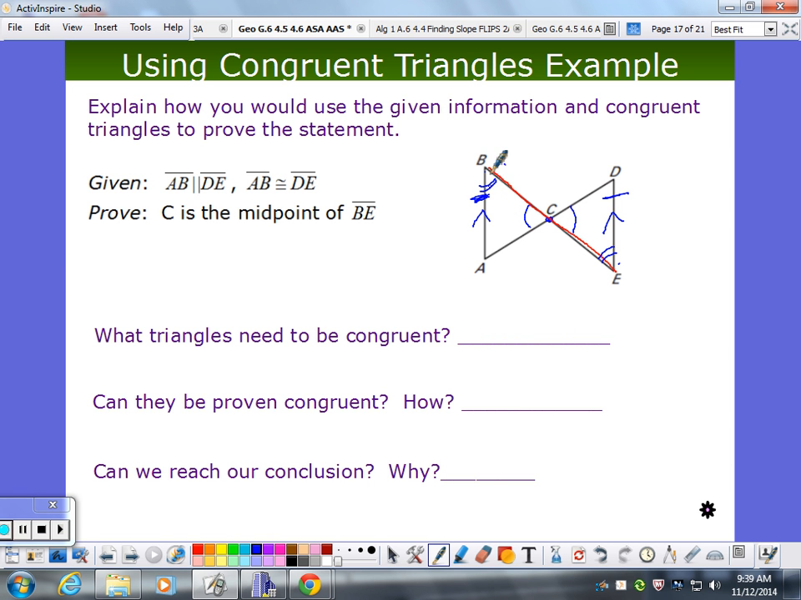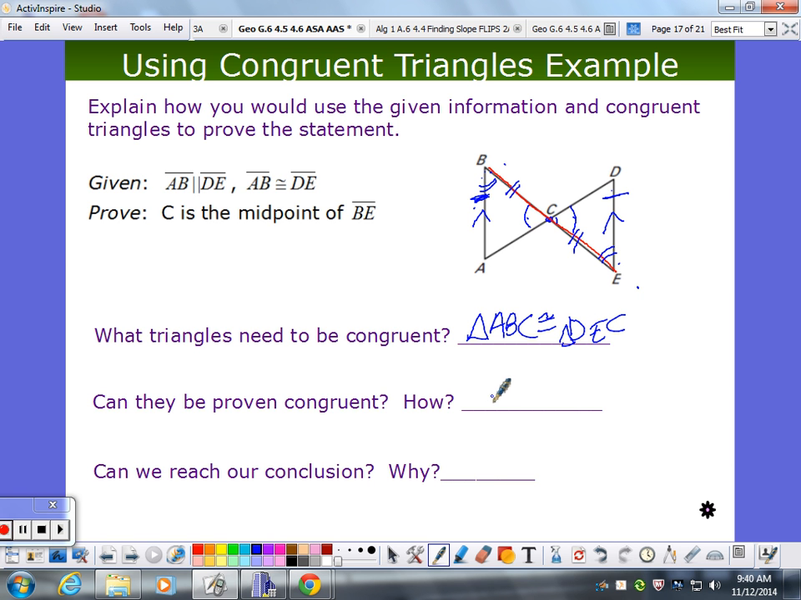I don't really need it, because now can I tell that these are congruent triangles? I've got an angle, a side, angle, a side. These triangles are congruent. And once they're congruent, that means that all the corresponding pieces are also congruent. So that means that BC must be congruent to that one because corresponding parts of congruent triangles are congruent. Therefore, C is the midpoint. So basically what we did is said, let's show that triangle ABC is congruent to triangle DEC.